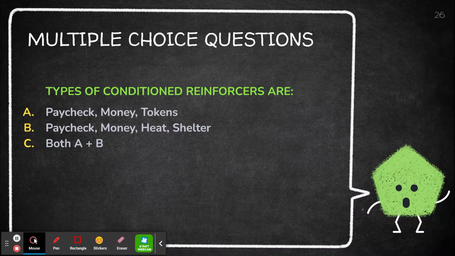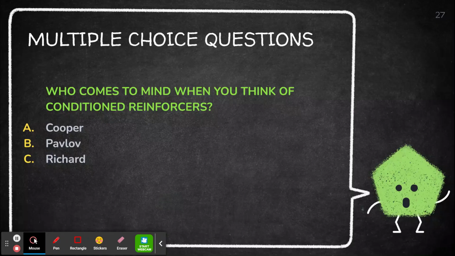Some types of conditioned reinforcers are A, paycheck, money, tokens, B, paycheck, money, heat, shelter, or C, both A and B. Who comes to mind when you think of conditioned reinforcers? Is it A, Cooper, B, Pavlov, or C, Richard?